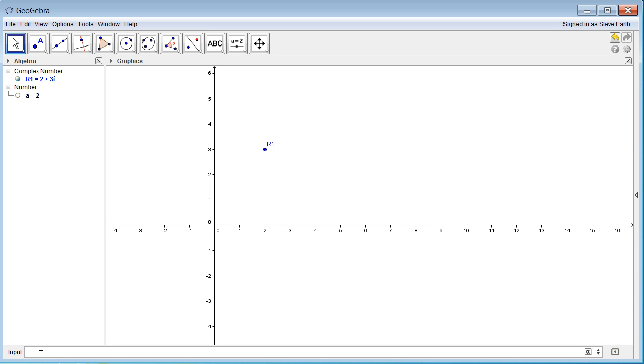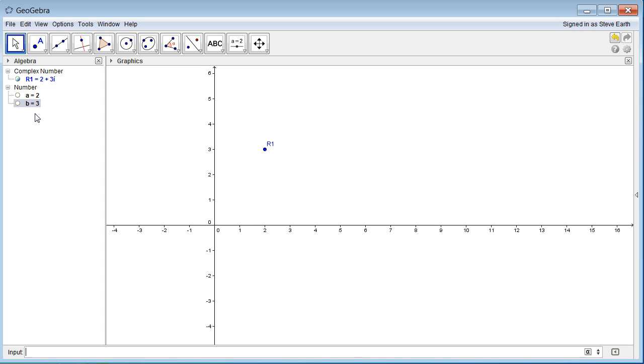So my b is going to be lowercase b is equal to, but this time I'm going to say imaginary, parentheses, big R1. Hit enter. So right now it's going to show up as b equal 3, because that's the imaginary part. I'll go ahead and hit enter. And it shows up as b equal 3. But I didn't actually type b equal 3.